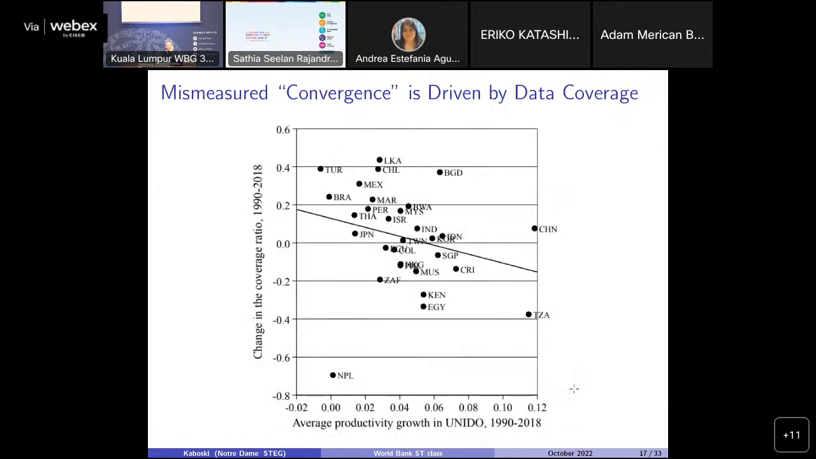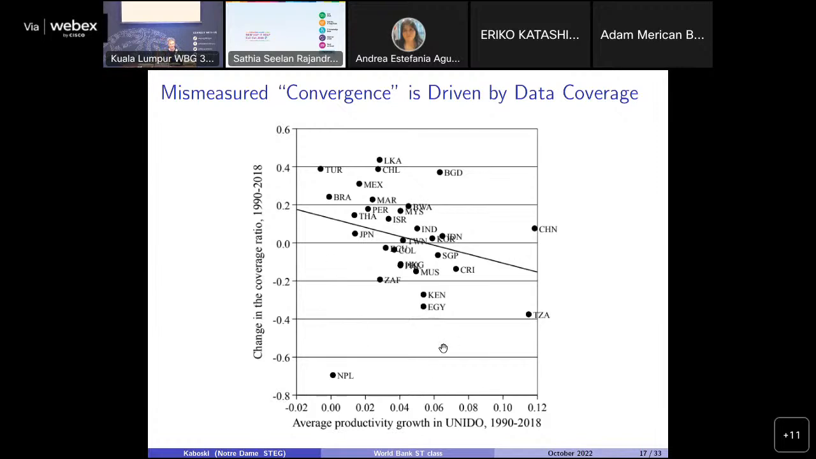This is the point that the coverage of the UNIDO data seems to be driving the result of Rodrik's results. So they show average productivity growth in the UNIDO data. And here they show the change in the coverage ratio. So whenever the change in the coverage ratio is bigger, you're bringing more firms in, you're bringing the smaller firms in, you're going to get lower average productivity growth. Because you move from having only the big, large firms, which are highly productive typically, to having the big firms and the small firms. So that looks like your productivity growth was low.